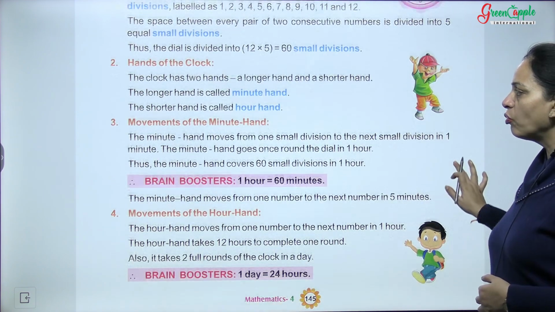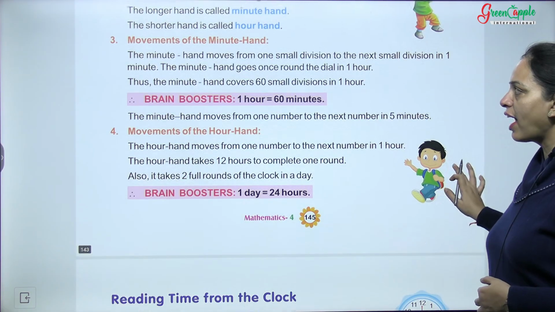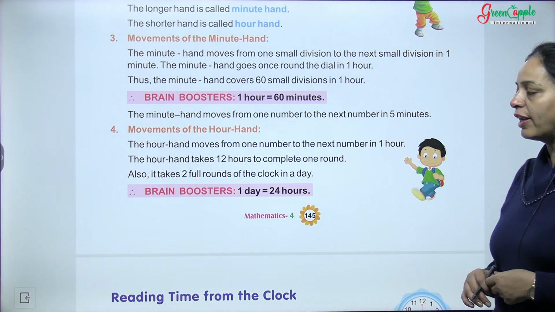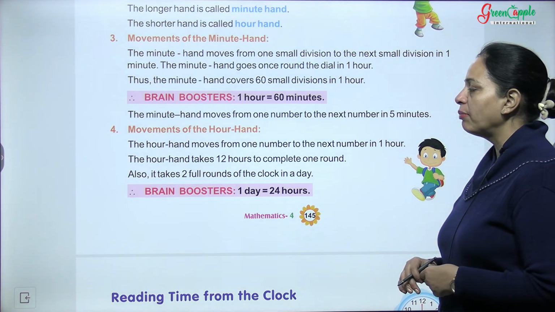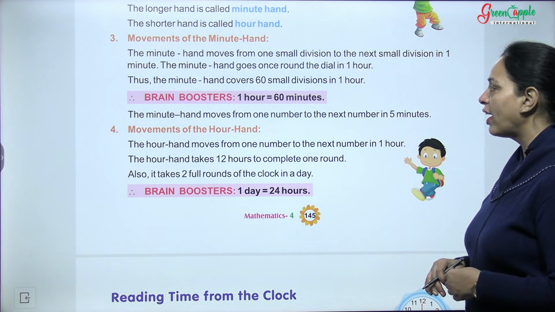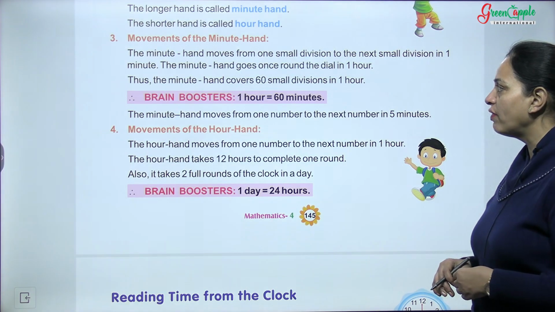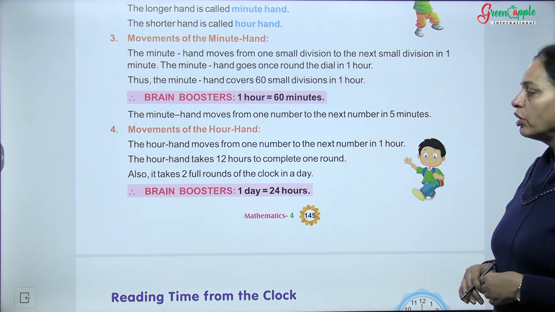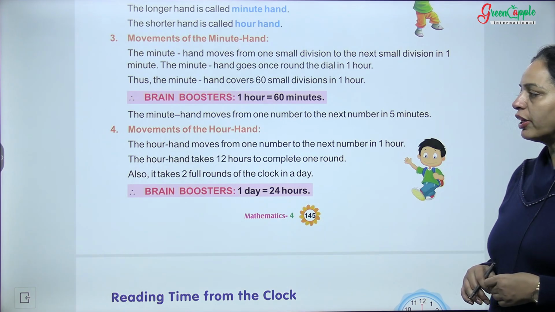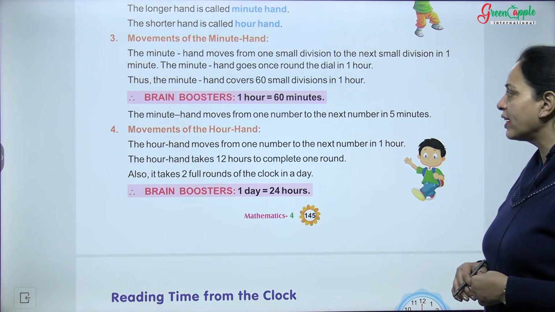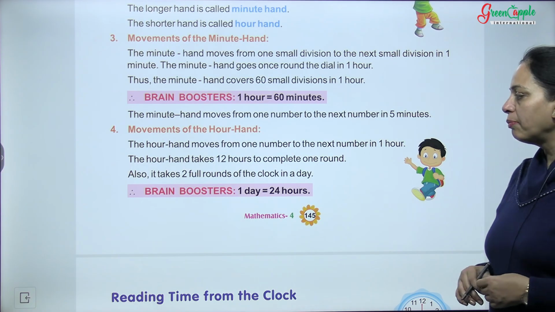Now the third, movements of the minute hand. The minute hand moves from one small division to the next small division in 1 minute, and the minute hand goes once round the dial in 1 hour. So the minute hand covers 60 small divisions in 1 hour. So therefore, brain booster: 1 hour equals 60 minutes, and the minute hand moves from one number to the next number in 5 minutes.